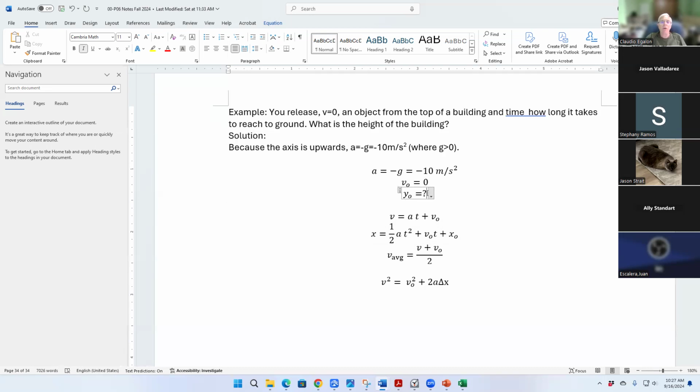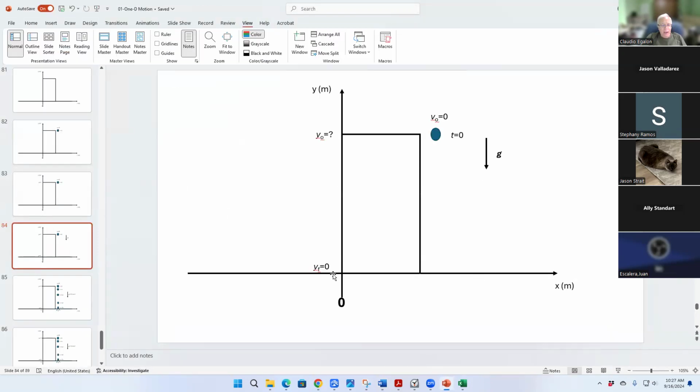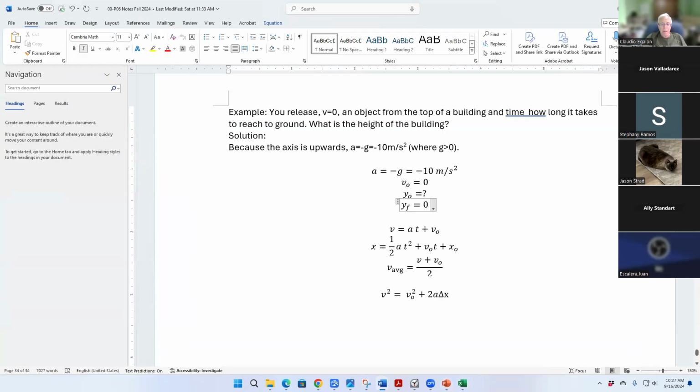Let's see, this one here. My final height is going to be 0, right? Because I have chosen to put the ground exactly here at height equal to 0. And now we can come up with our equations of motion. v is going to be at plus v naught. Substituting those values, I'm not going to use everything, but I'm just putting it here so we have everything in our hands. Plus 0, because v naught is 0, I don't need to write down v naught.